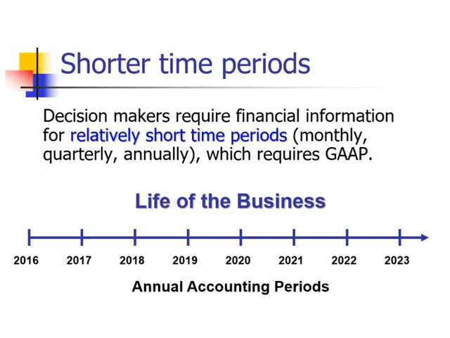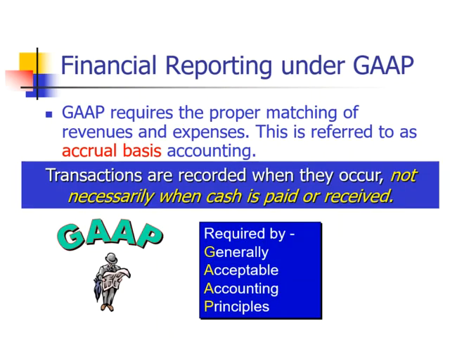But if we want to report information in shorter time horizons, say annually, quarterly, or monthly, we're going to need to use GAAP, generally accepted accounting principles, which follows this notion of accrual basis accounting, which is going to try to record transactions in the period in which they occur.